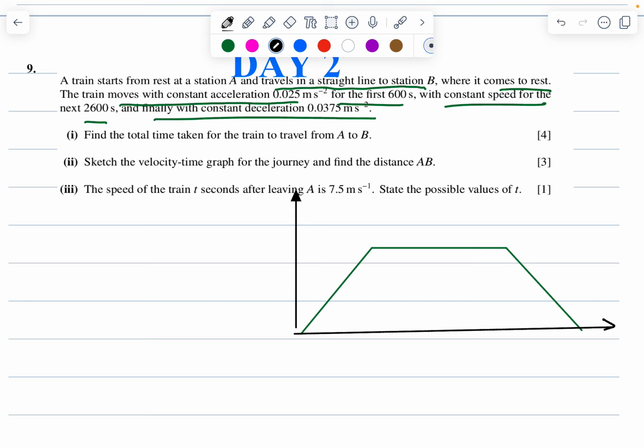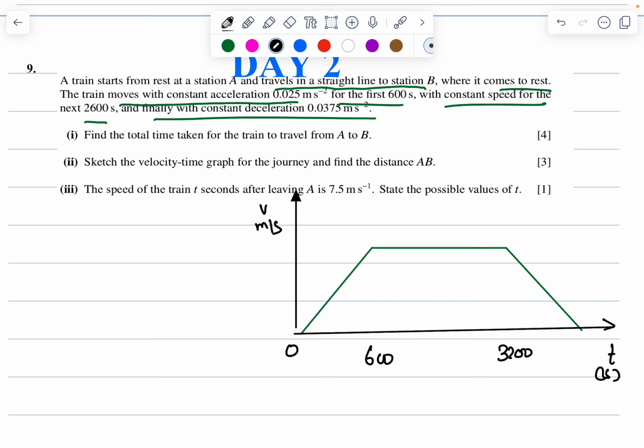So for how many seconds? 600 seconds. Then with a constant speed for the next 2600 seconds. So 2600 plus 600 is 3200. And finally constant deceleration. Now this is time and this is velocity, which is meters per second, and origin O. The question is the total time taken for the train to travel from A to B.